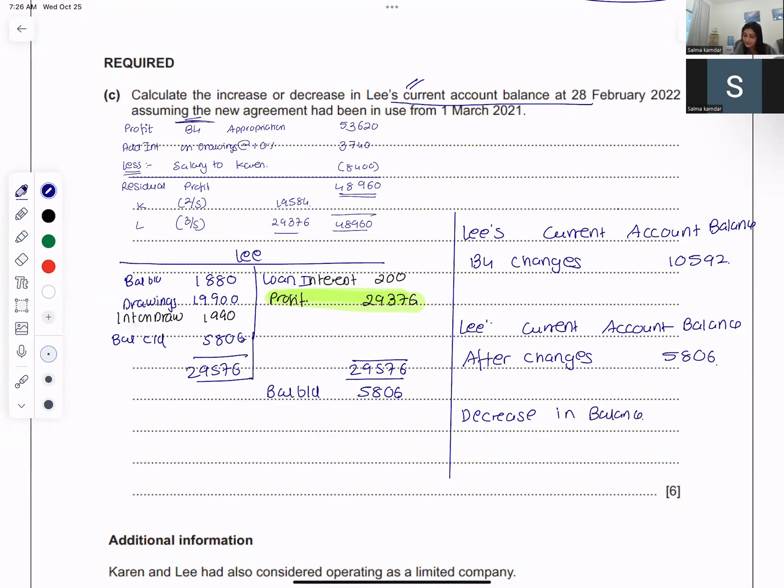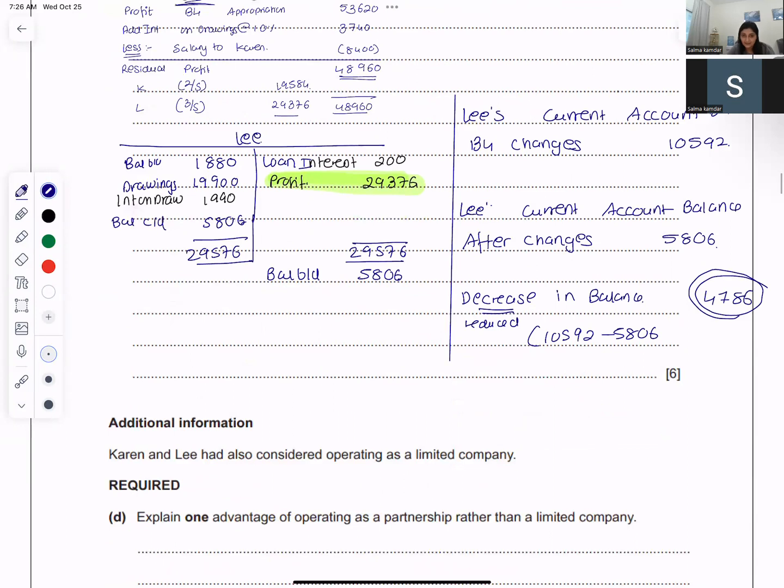The decrease, or the balance would be reduced by 10,592 minus 5,806. It would reduce by 4,786. So this is your main answer. You should understand that they are actually asking you to calculate Lee's current account before the changes and after the changes, and you would compare the balances to see whether there is an increase or a decrease.